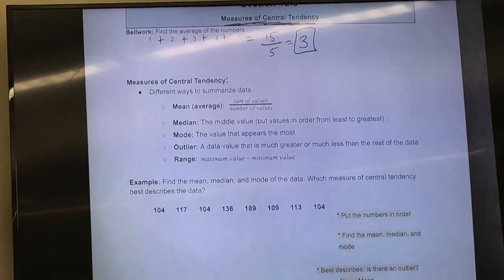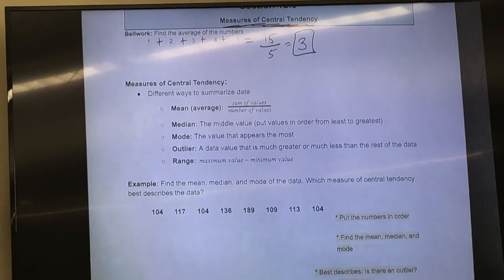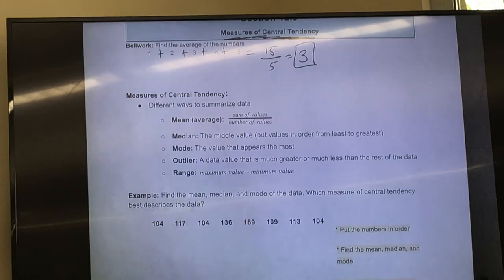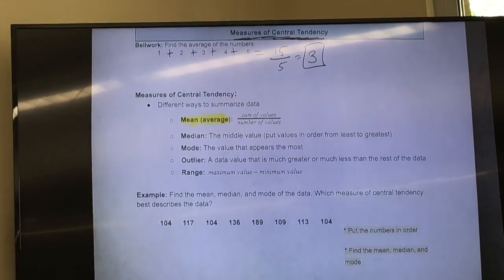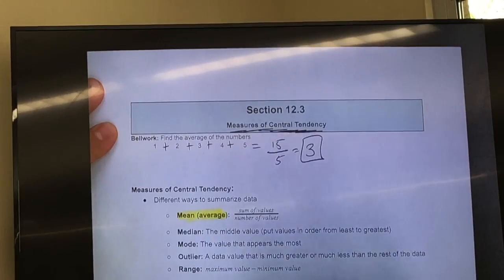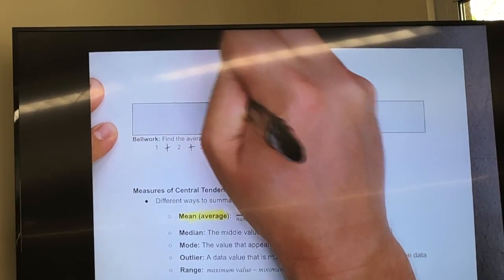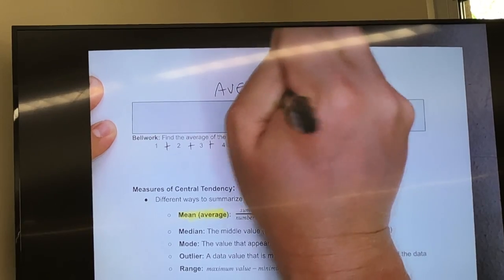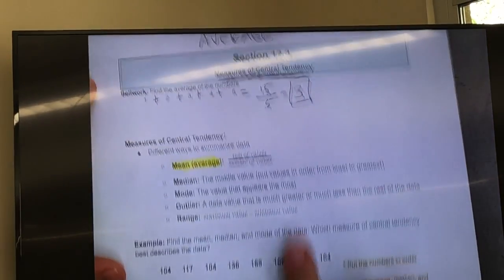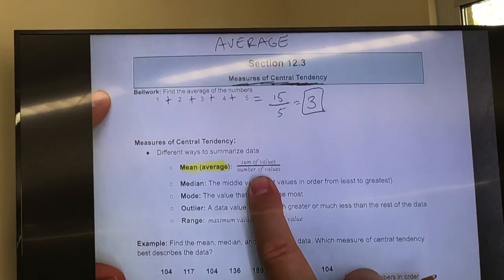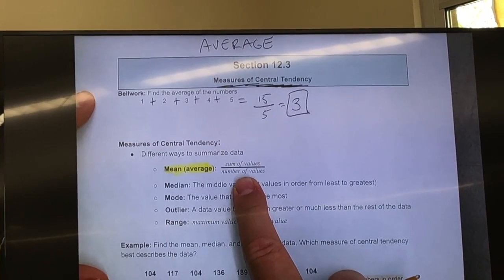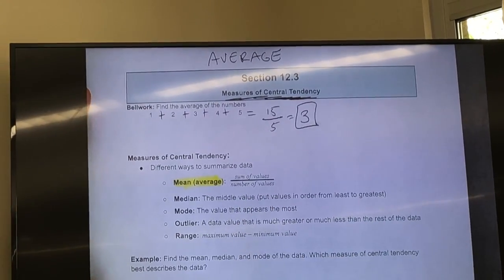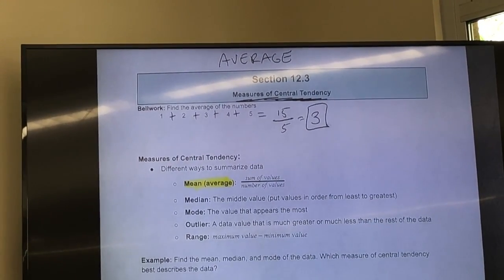We use, again, mean or average. You've probably heard it as average before. So at the top of our notes, we are going to write average. This is the sum of the values, the total, divided by the number of values, or the number of numbers. Our next word will be median.